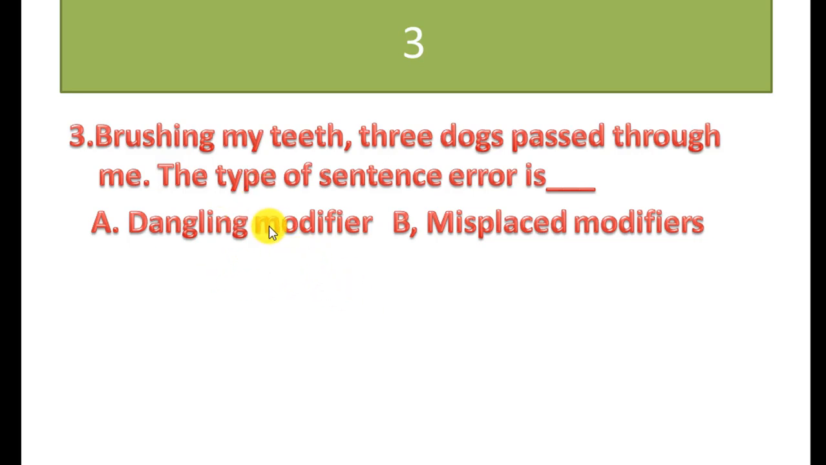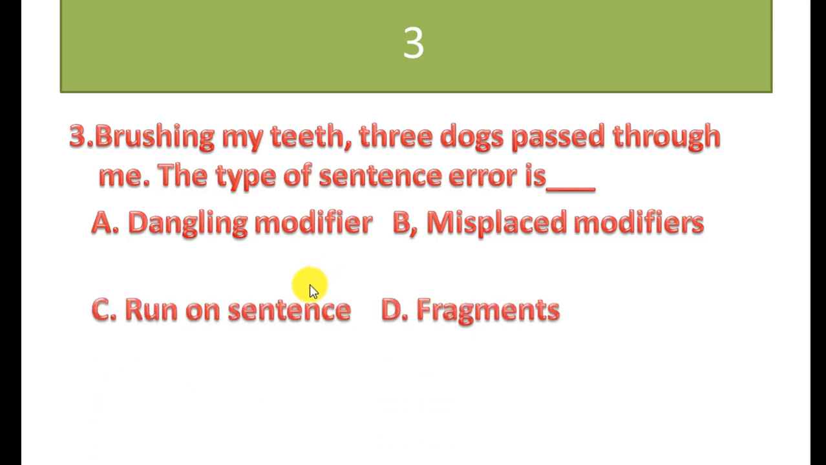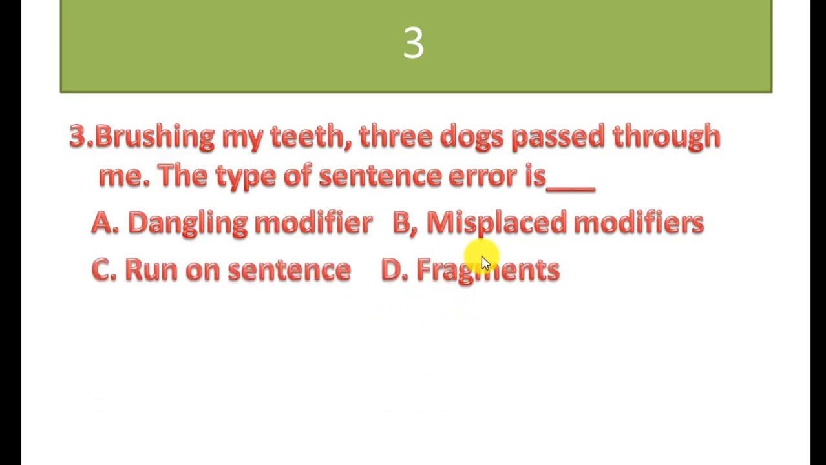Dangling modifier. What's dangling modifier? What's misplaced modifier? What about run-on sentence? What about fragment? All these are called sentence errors, which make a sentence incomplete or give it a wrong meaning. What's dangling? Dangling means the implied subject is not the same as the principal subject. This is the principal subject, and this one is the implied subject. Both subjects are different, so we can say that it's a dangling modifier. It talks about brushing, but it talks about 3 dogs, no similar subject. So this is completely dangling.